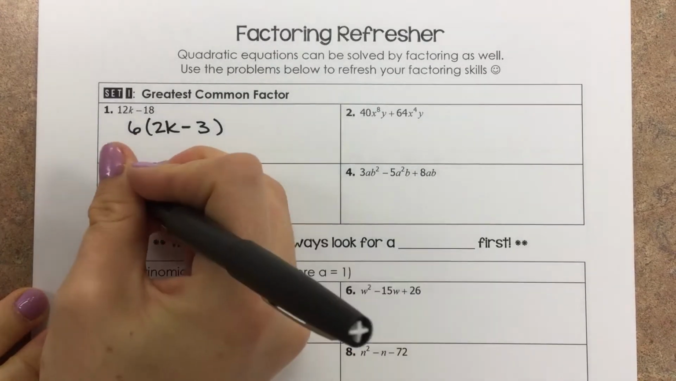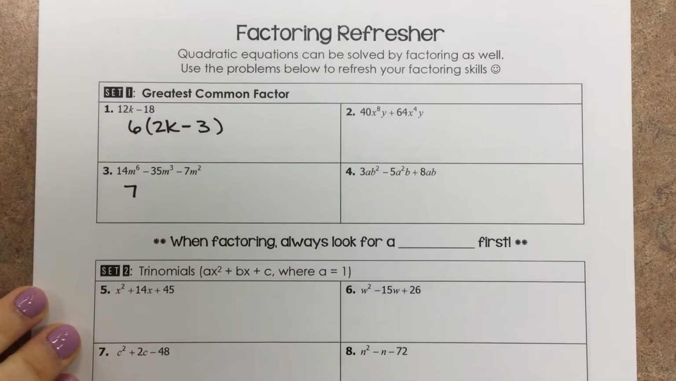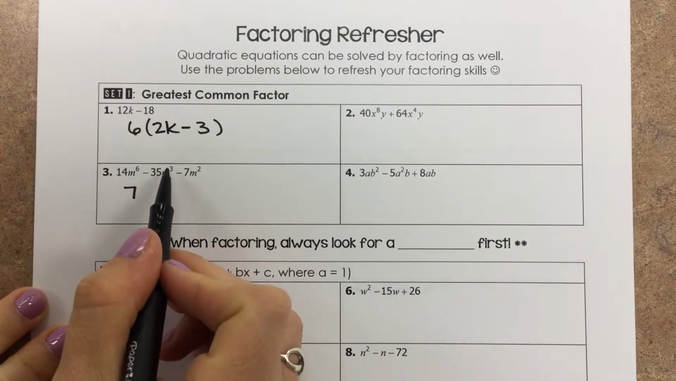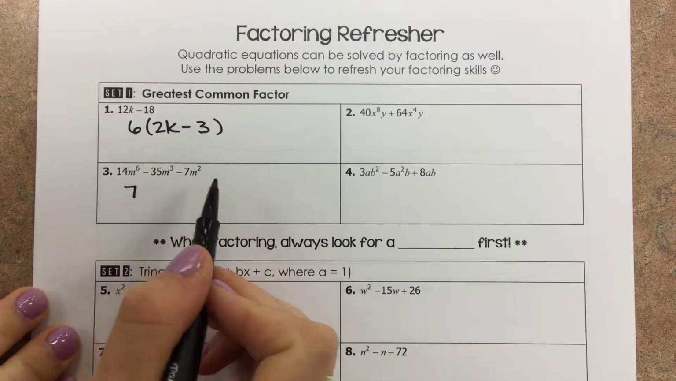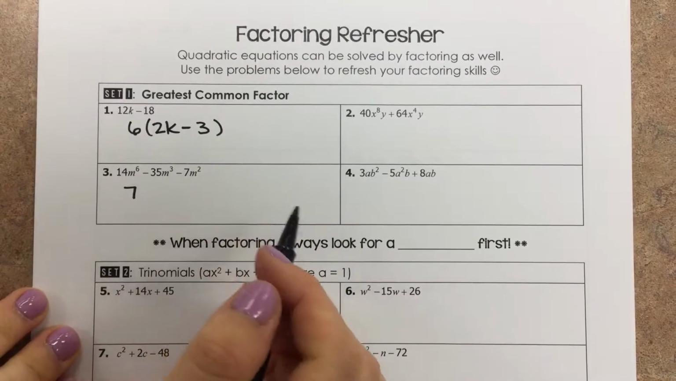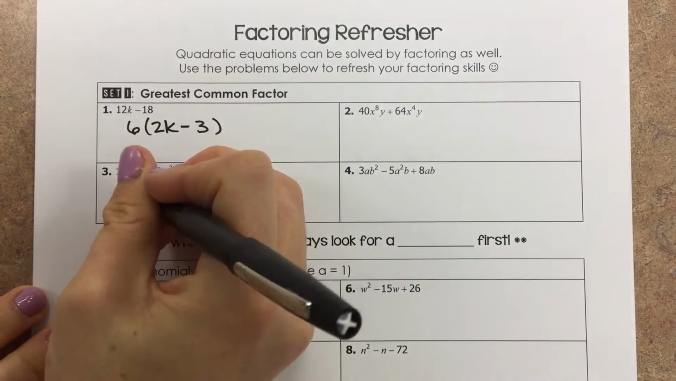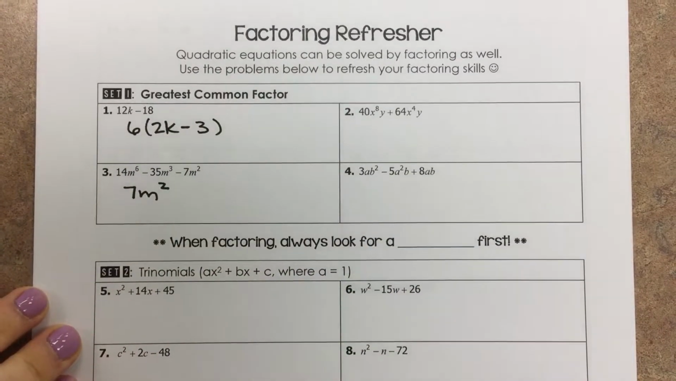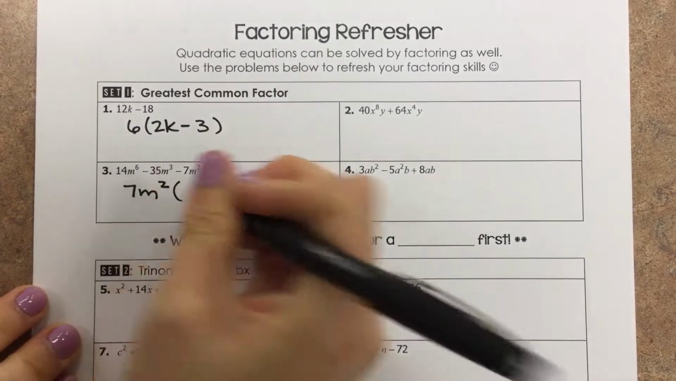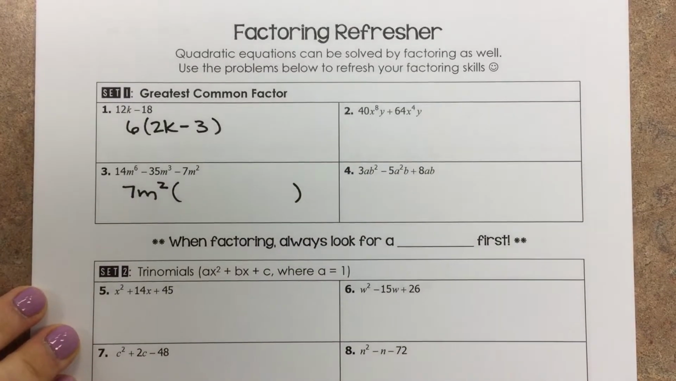The largest thing you can take out there is a 7. They're all multiples of 7. And then we have an m to the 6th, m to the 3rd, m to the 2nd. So they all have at least 2 copies of m. So m squared would be part of a GCF as well. And then same thing we did with number 1, we're going to undistribute that 7m squared.